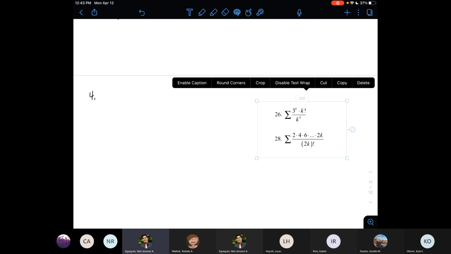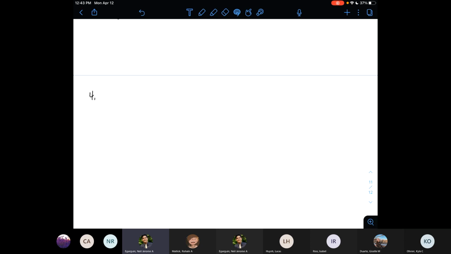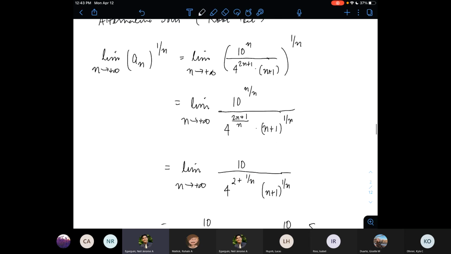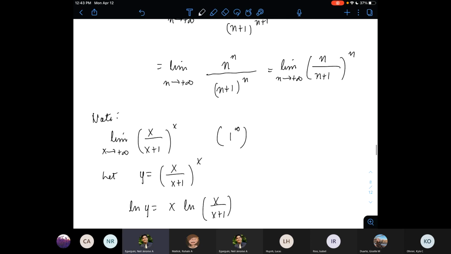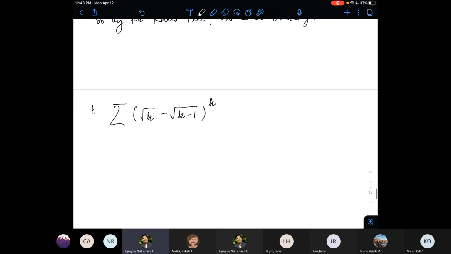Oh, I thought they copied problem 31. I think problem 31 is this. You have the sum of root k minus root of k minus 1, raised to the power k. Let me just double check problem 31. Okay, good. All right, problem 31 doesn't have any factorial, right? And then there's an exponent k, so I'll use the root test for this guy.